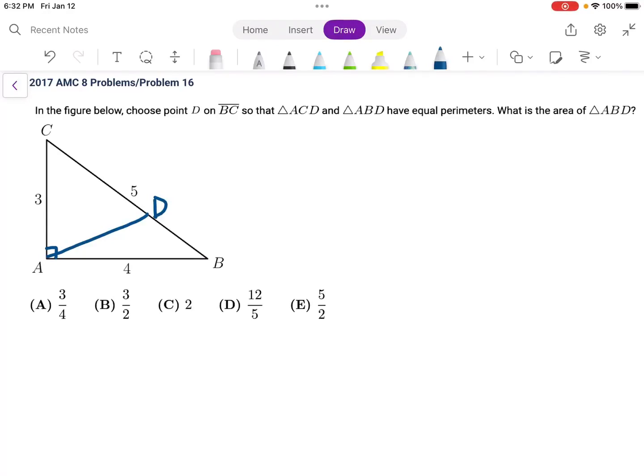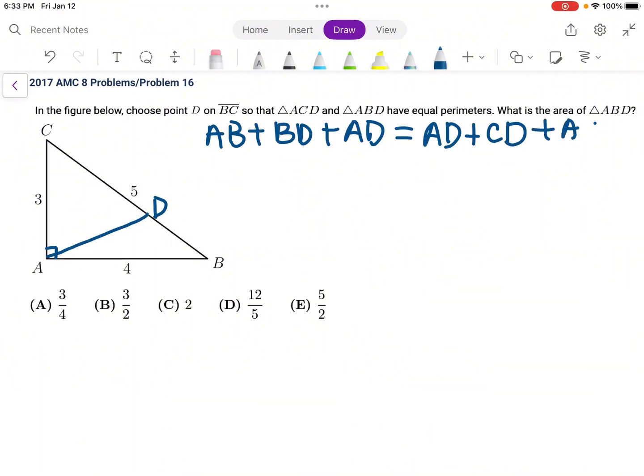Problem 16. Because triangle ACD and ABD have equal perimeters, that means AB plus BD plus AD, that's the perimeter of triangle ABD, equals AD plus CD plus AC. Because they have AD on both sides, we can cancel them out. And then we plug in the values of the length of the triangle ABC.